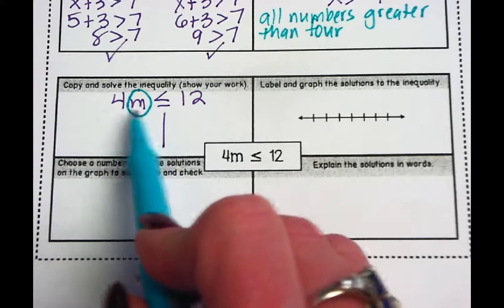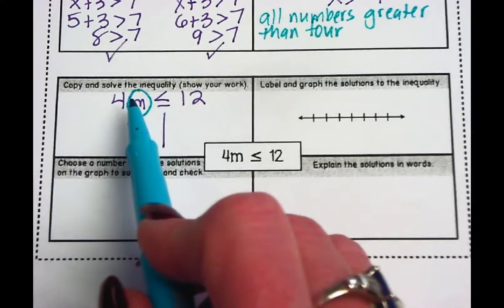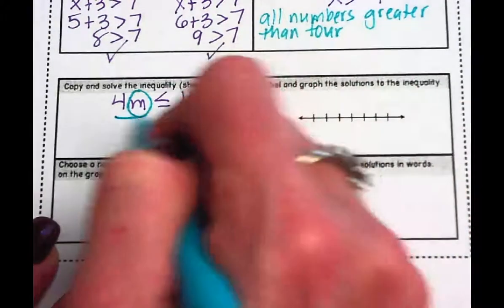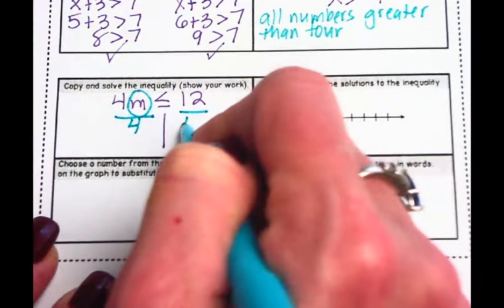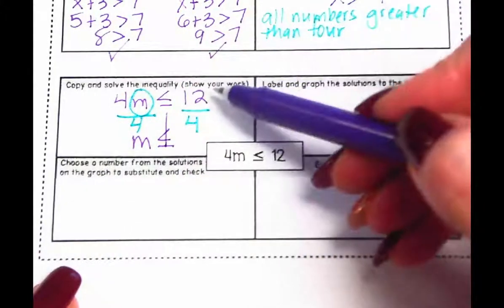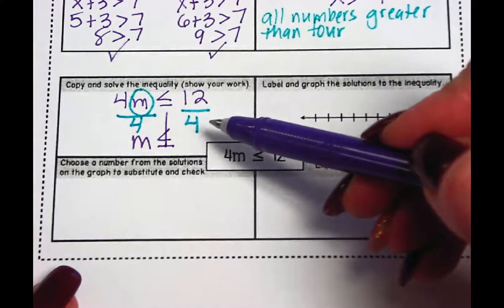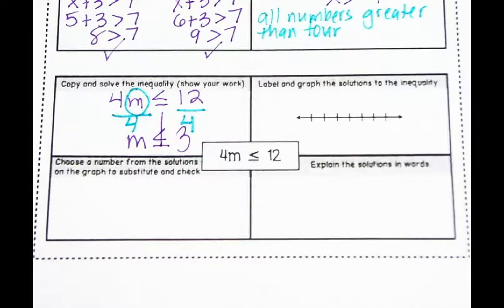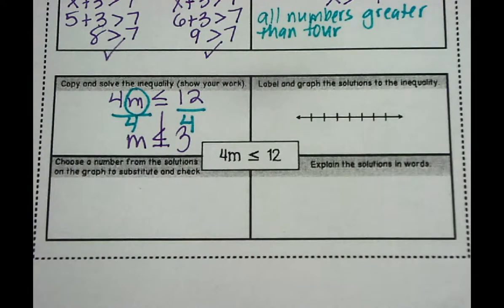So how do I undo product? What do I do to the product to get rid of the 4? Divide. I'm going to divide both sides by 4. Okay, so when I divide by 4, m is less than or equal to, what's 12 divided by 4? 3. See, isn't this easy so far? It's just like equations, and now these are one step.